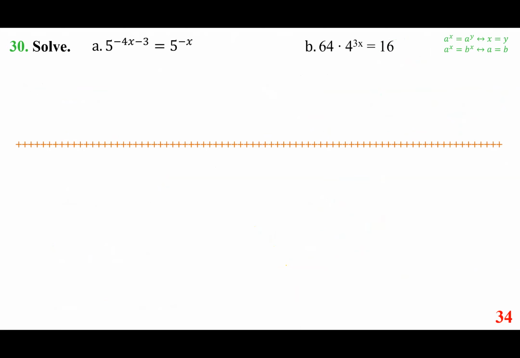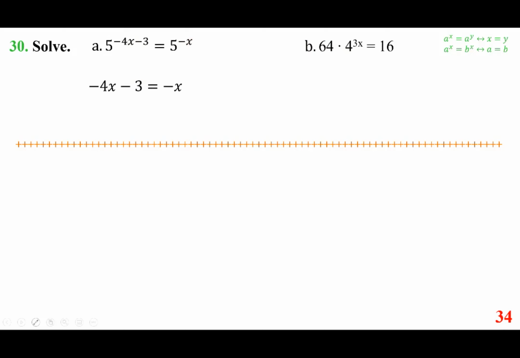All right, we want to solve these equations. We know we can combine these two if possible. In this case, it doesn't happen. When it happens, I will show you. Because they have the same base, namely 5, they must have the same exponents. So minus 4x minus 3 must be equal to minus x.